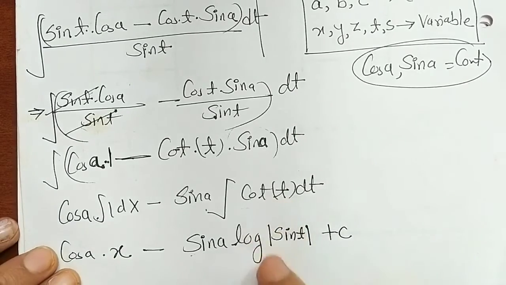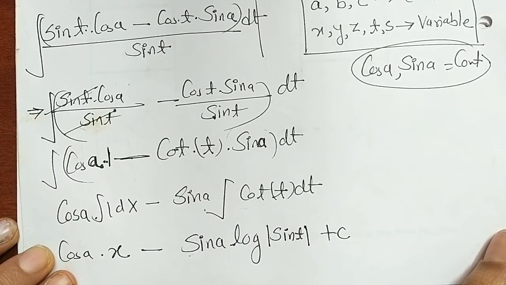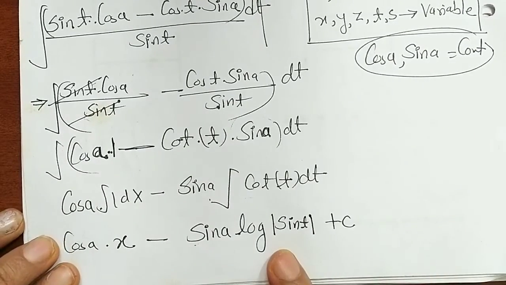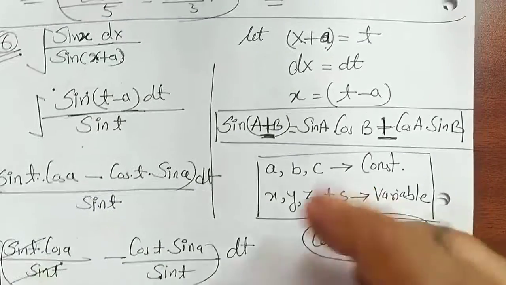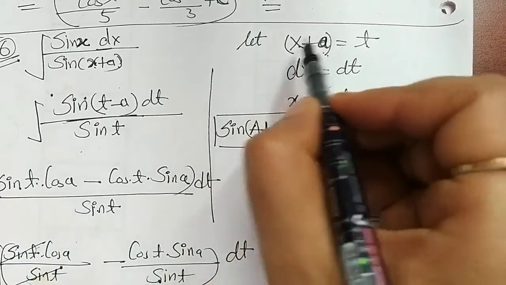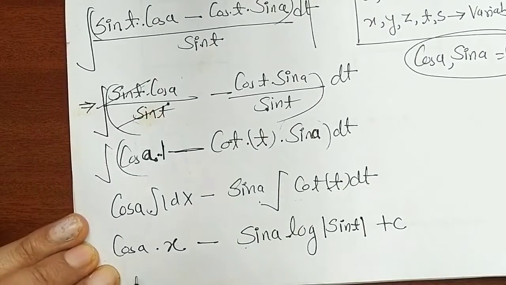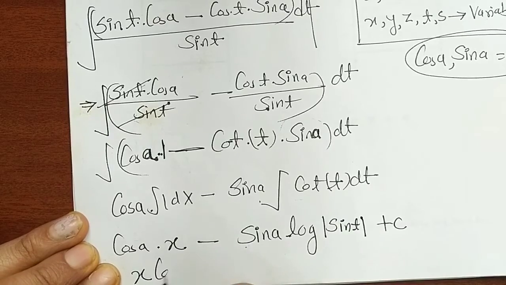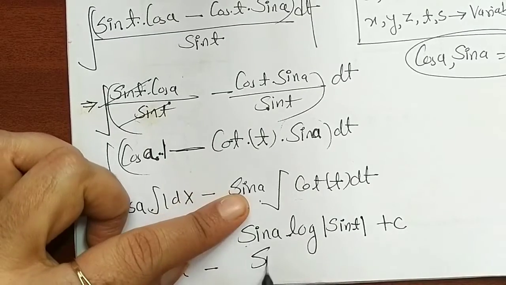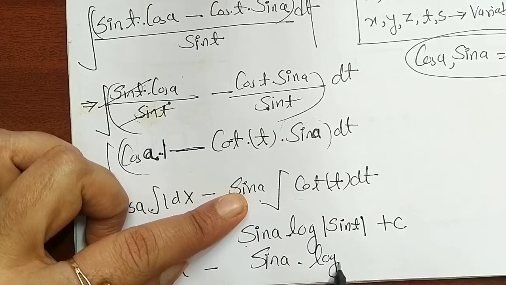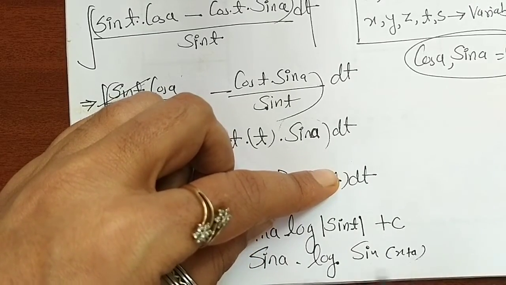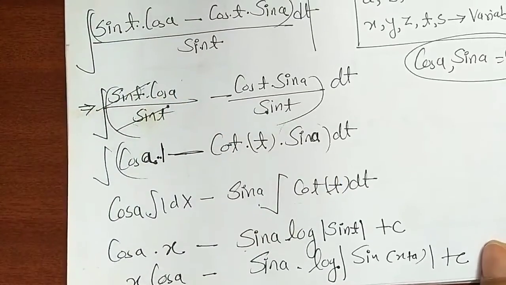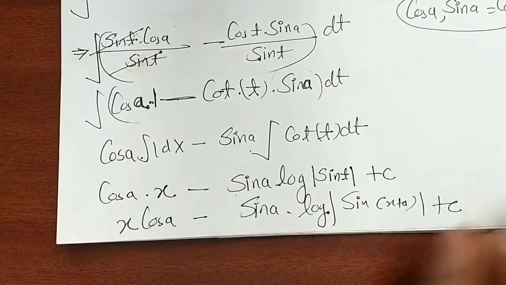Right? Integration of cot is log. Correct? But t I have to replace by what? What was t, guys? T was x plus a. This was my assumption. So I will put it back. So my answer is, x I am writing in front, x cos a minus sin a log of sin of x plus a mod, plus c. So this is my final answer.